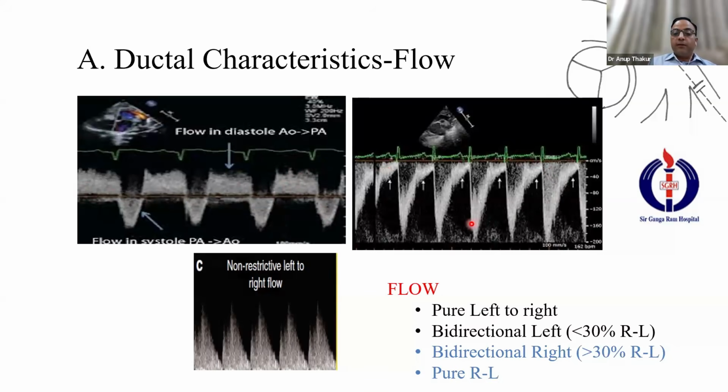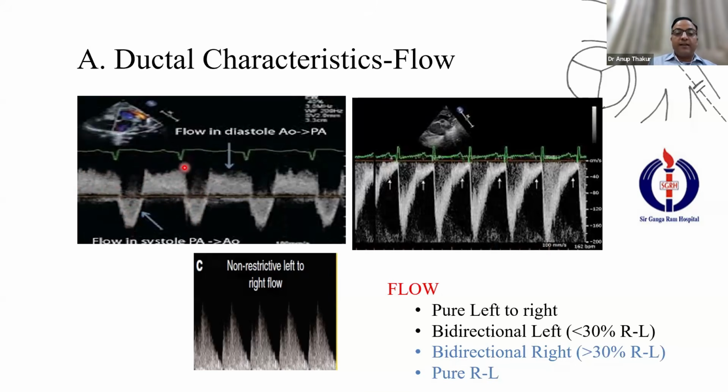So look at this Doppler. Here, when the Doppler is put across the PDA, the entire flow is down. So there's a negative Doppler shift. This is a purely right to left shunt. I will be very, very scared to even touch this kind of duct. Okay. Now look at this flow. Here you have some flow upwards and some flow below, some flow upwards and some flow below. So this is a duct which is bidirectional.